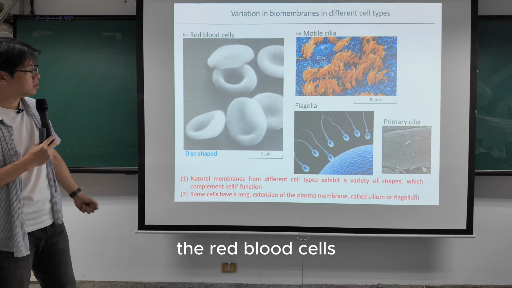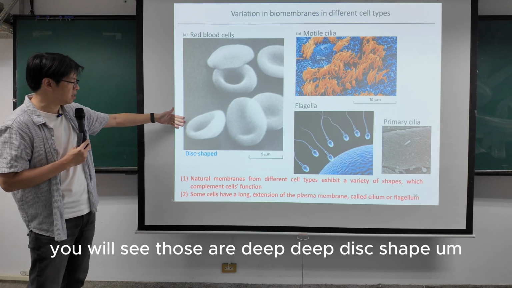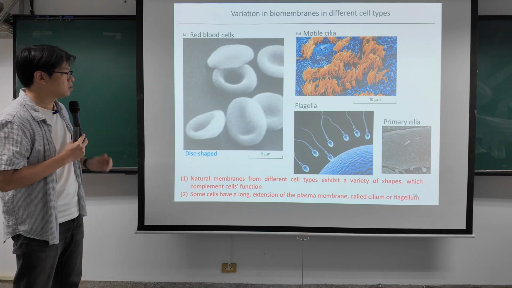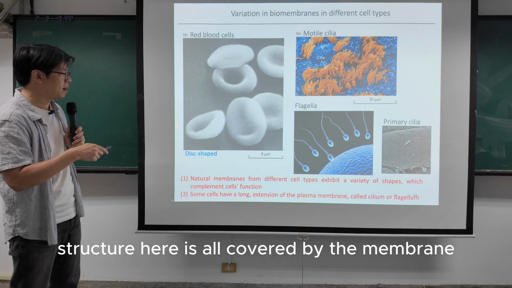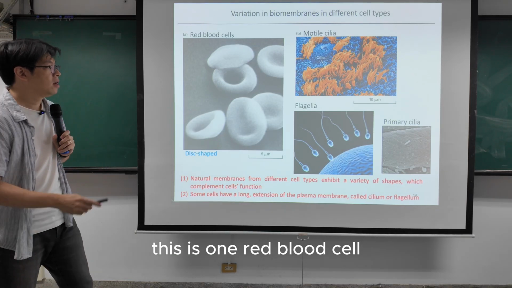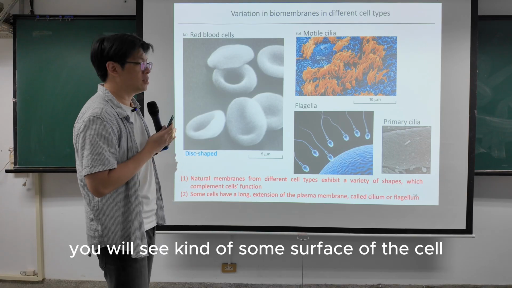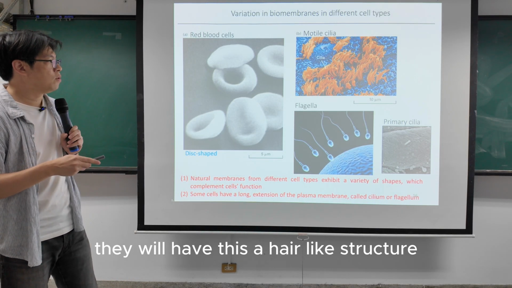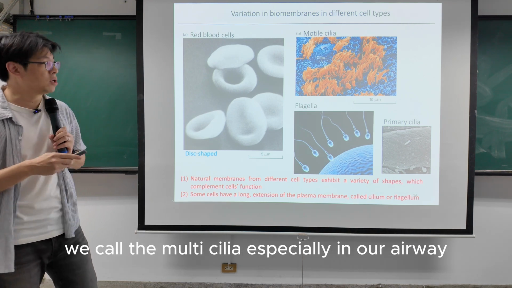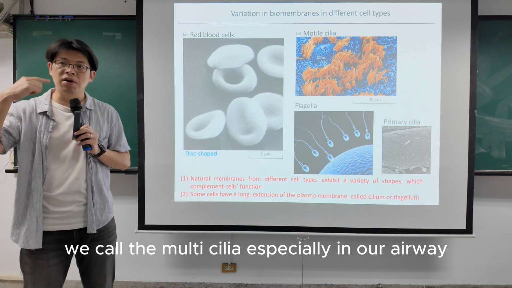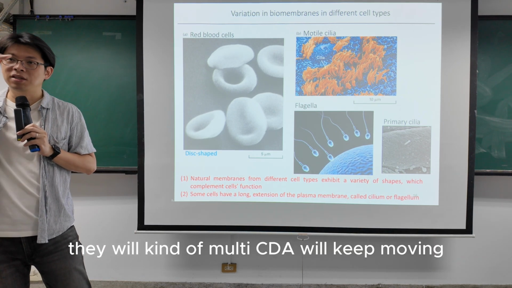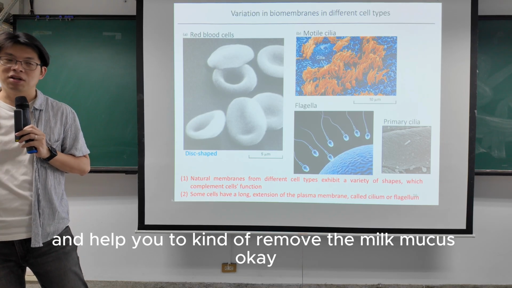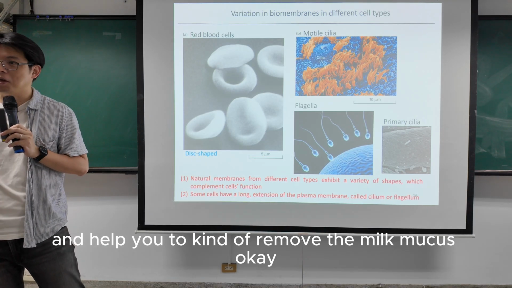For example, red blood cells are disc-shaped structures, all covered by the membrane. This is one red blood cell. If you zoom in on other cells, you will see on some cell surfaces hair-like structures we call multicilia, especially in our airway. The multicilia keep moving and help remove the mucus.